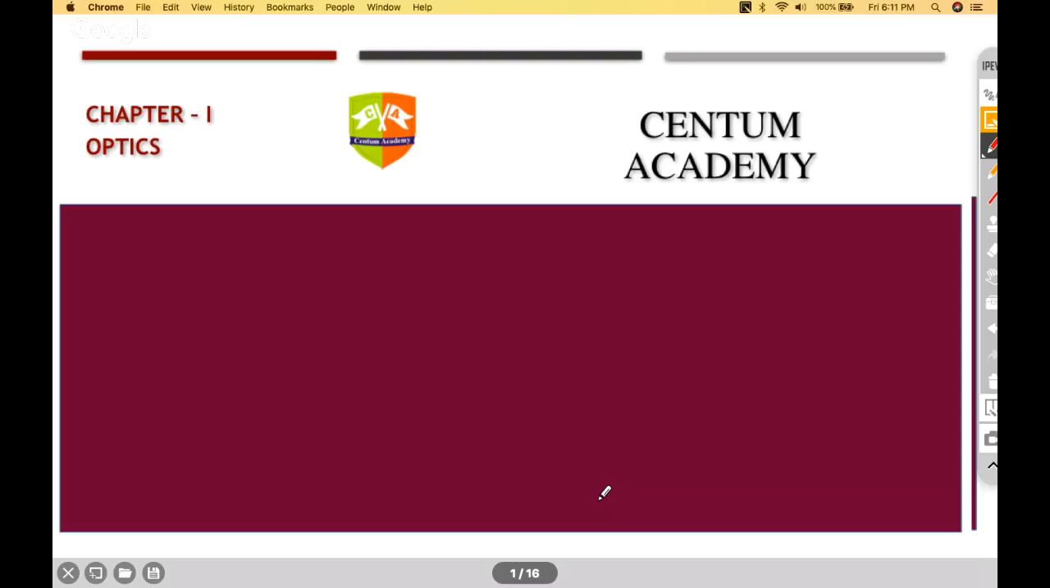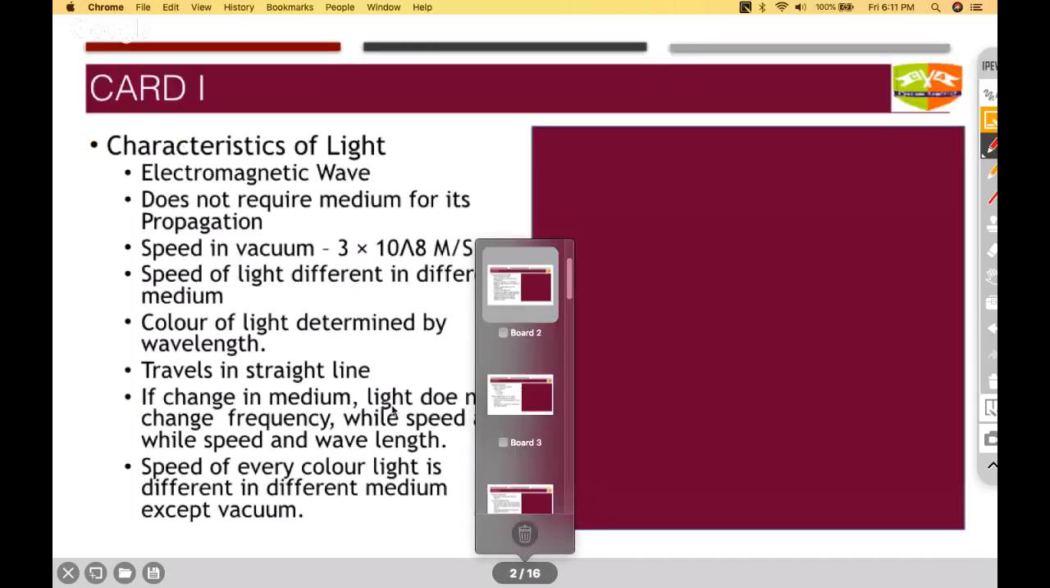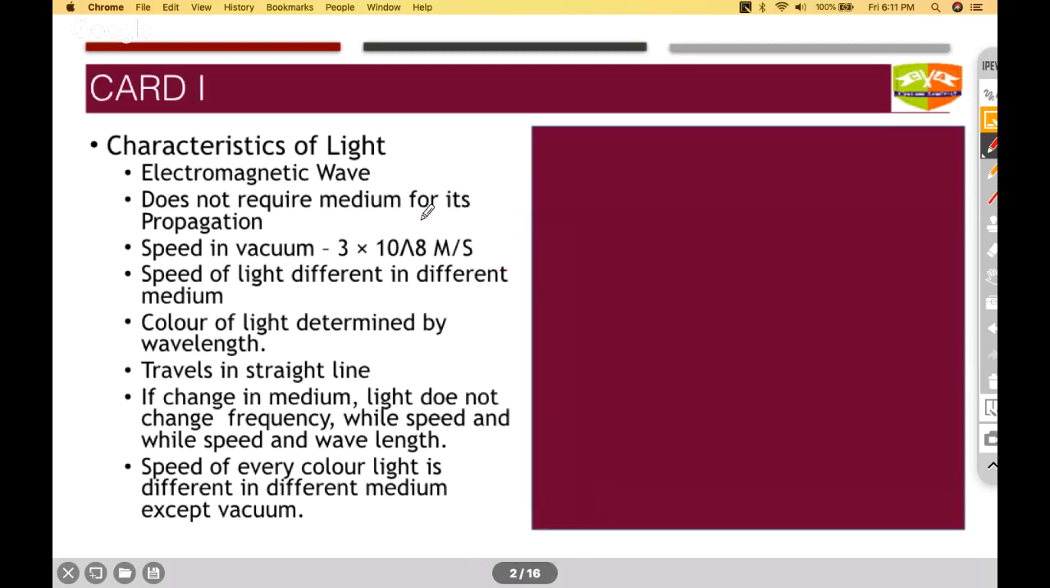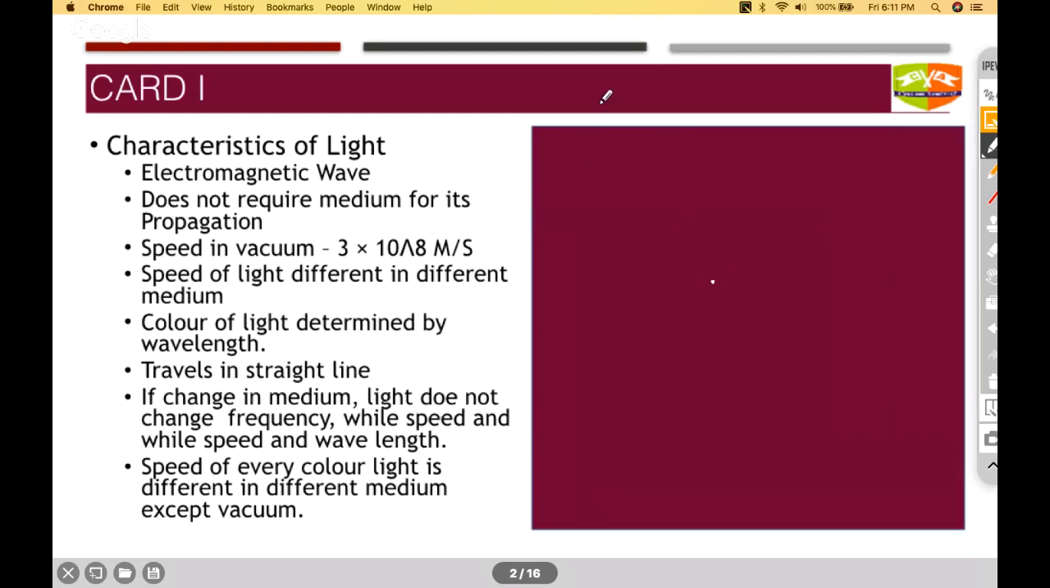If I talk about characteristics of light, it's an electromagnetic wave. So first of all, let's discuss what is light. Light is a form of radiant energy which excites vision. So it's a form of energy, first of all.